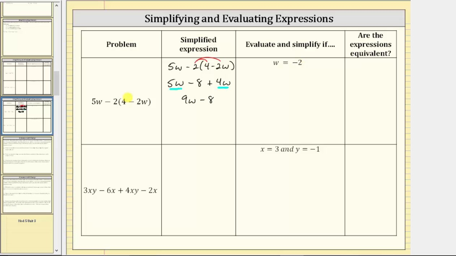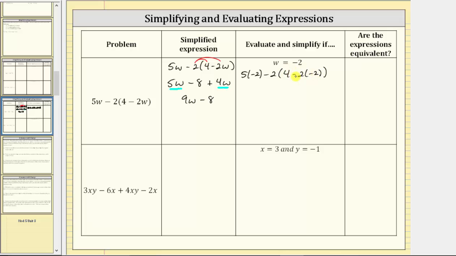Let's first evaluate the original expression by substituting negative 2 for w here and here, which will give us 5 times negative 2 minus 2 times the quantity 4 minus 2 times negative 2. Following the order of operations, we simplify within the innermost parentheses first. Inside these parentheses here, we have subtraction and multiplication. We multiply first. 2 times negative 2 is equal to negative 4.